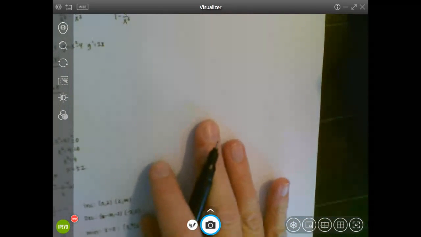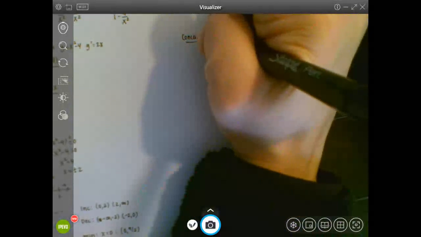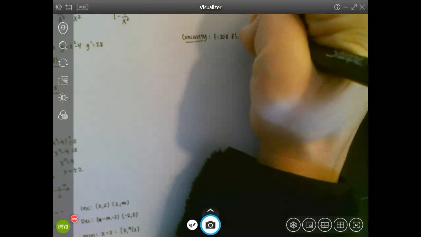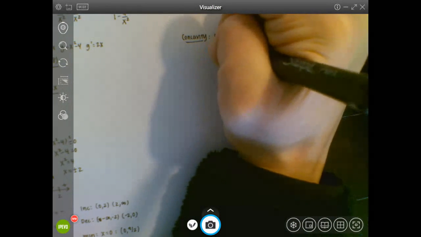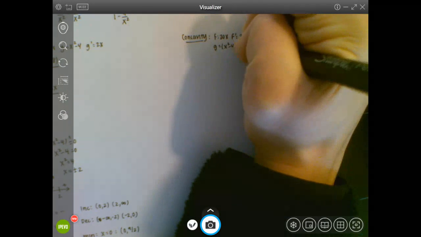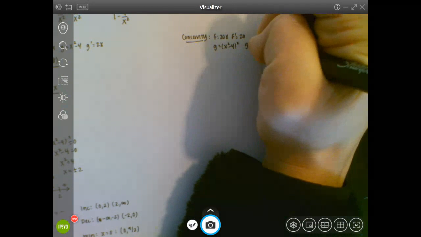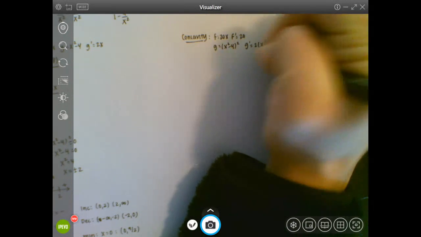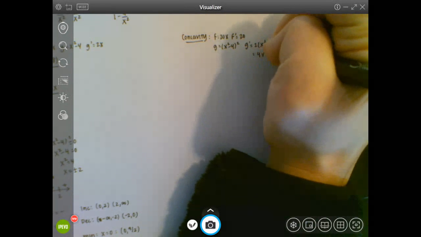So then I'm looking for concavity next, now that I know where I'm increasing, decreasing. So again, I want to take my derivative, so I'll call my f my 20x, I'll call my f prime 20. Looks like my g is going to be this x squared minus 4 squared. G prime, I'm going to need my chain rule here. So 2 times x squared minus 4 times 2x. Clean that up a little bit. So 4x times x squared minus 4.